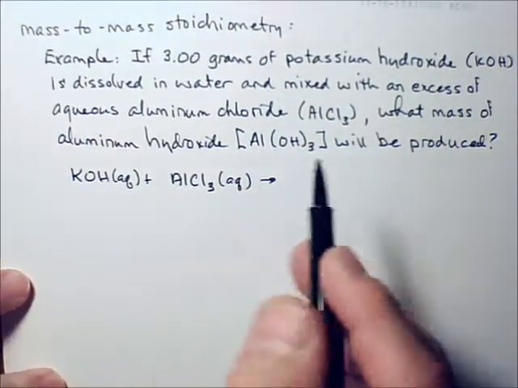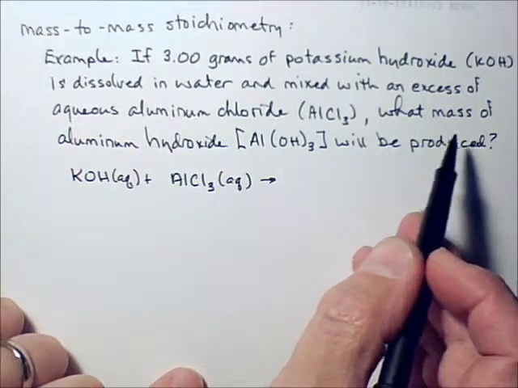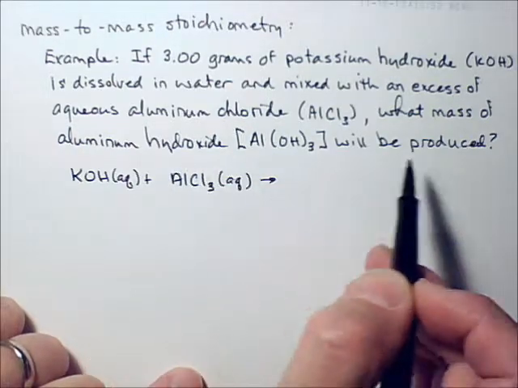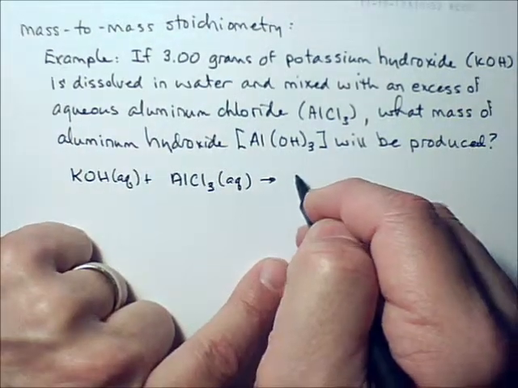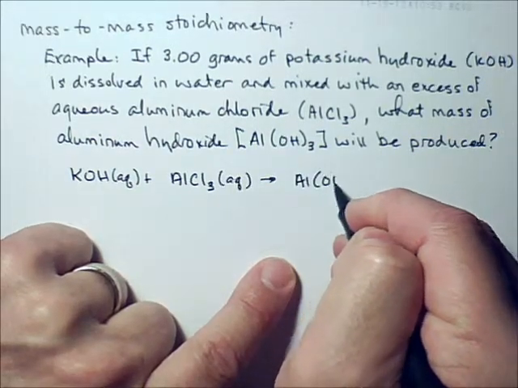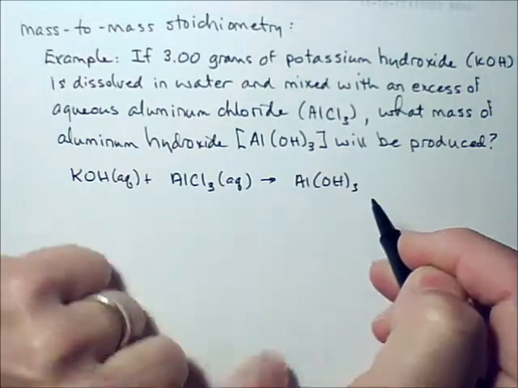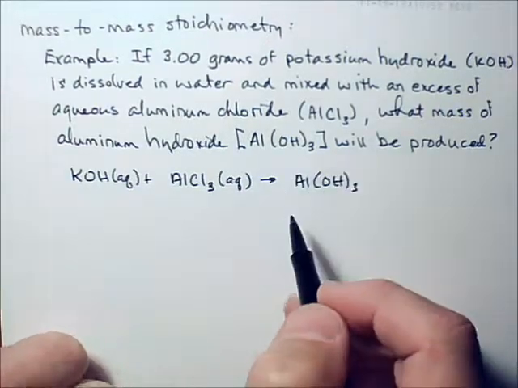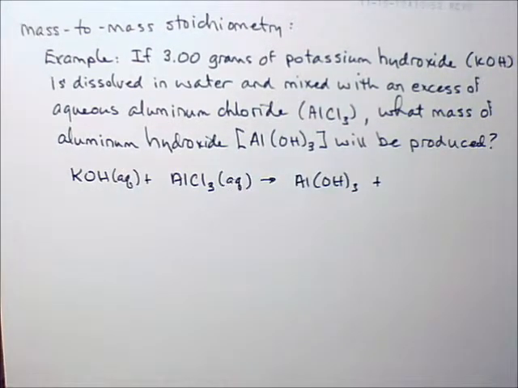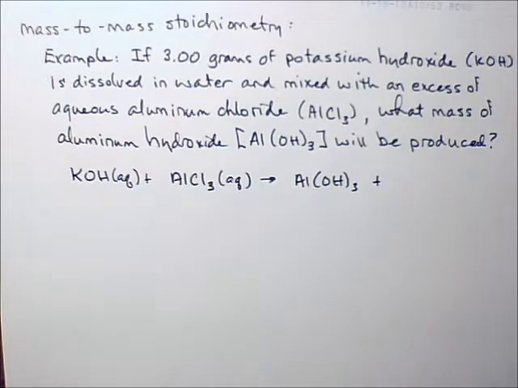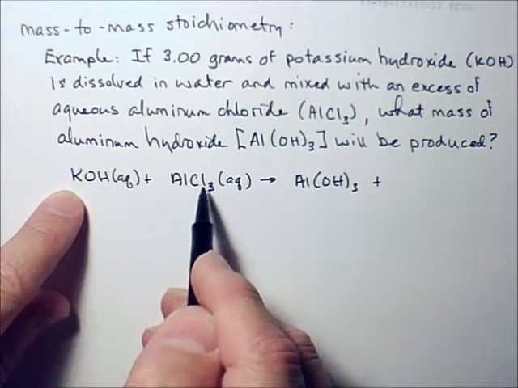Okay, so one of our products, it already tells us that. What mass of aluminum hydroxide to be produced? Well, that's a product then. So we know we're going to have aluminum hydroxide. It doesn't tell you what physical state it is, so we'll have to figure that out. So what classification of chemical reaction is this going to be? Double replacement.